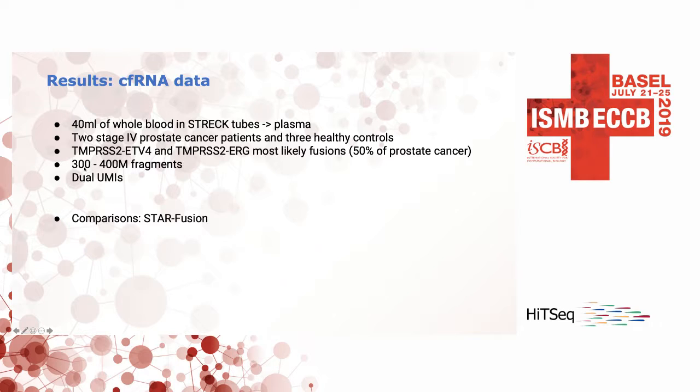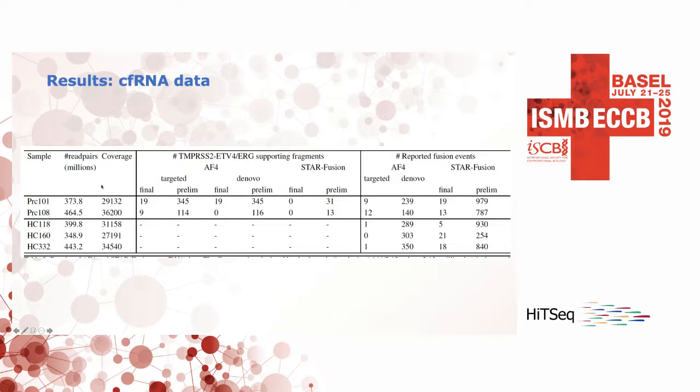We generate about 20 times larger than the typical tissue sequencing. It's about 400 million fragments. Then we have dual UMIs. This is the result on this data.